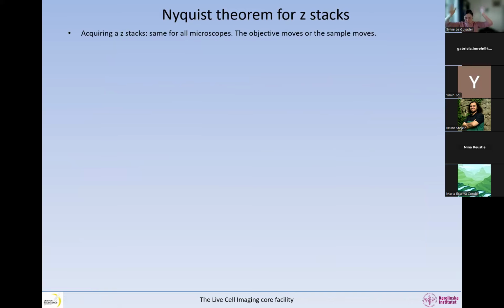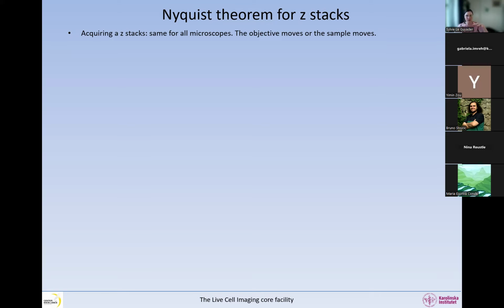So what I have said so far was sampling in XY. Now what happens in Z? When we acquire a Z stack on a microscope, all the microscopes are equal. That means we always acquire a Z stack in the same way, regardless of whether we acquire it on a single point confocal or a camera-based system. The way we acquire the Z stack is that we move the objective to a different plane and then we take another image. Or otherwise we move the sample to another plane and then we acquire an image.